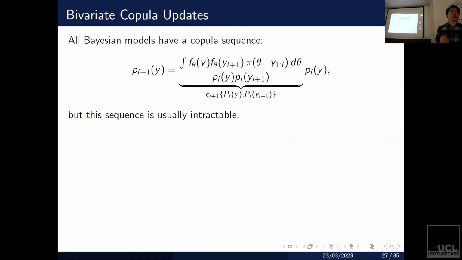But before we do that, we're actually going to talk a little bit more about why these bivariate copula updates are quite interesting. The bivariate copula is actually really general. You can prove that every single Bayesian model has a sequence of copulas. In particular, the new predictive density is going to be some function of the likelihood and the posterior, and you can prove that this corresponds exactly to a bivariate copula.